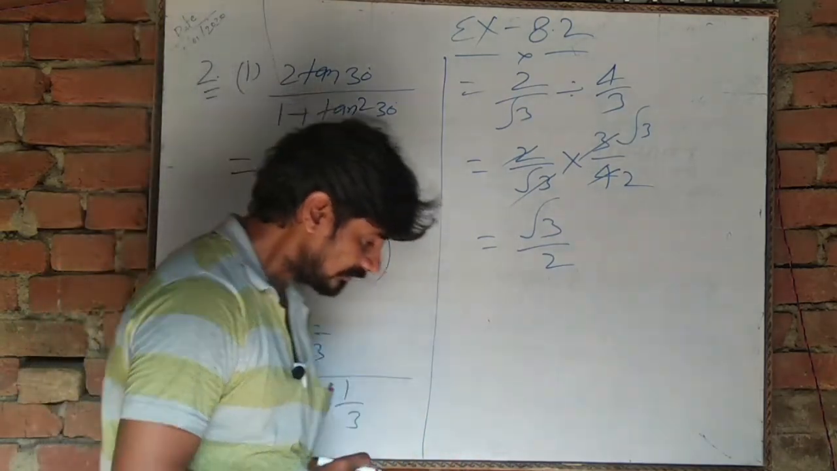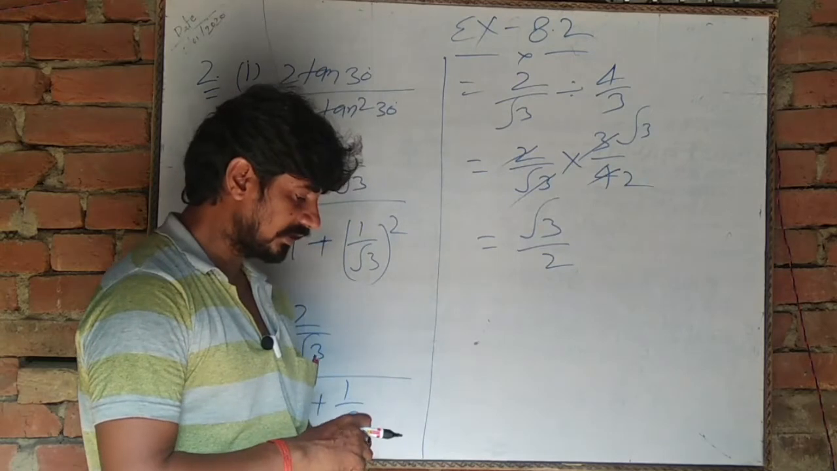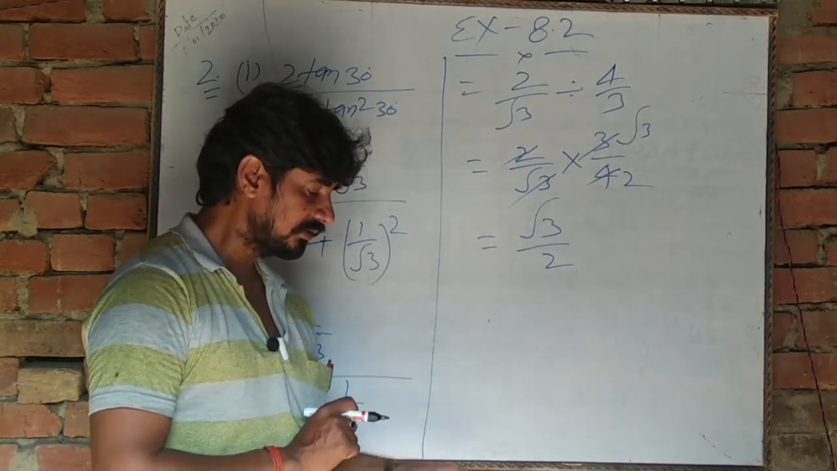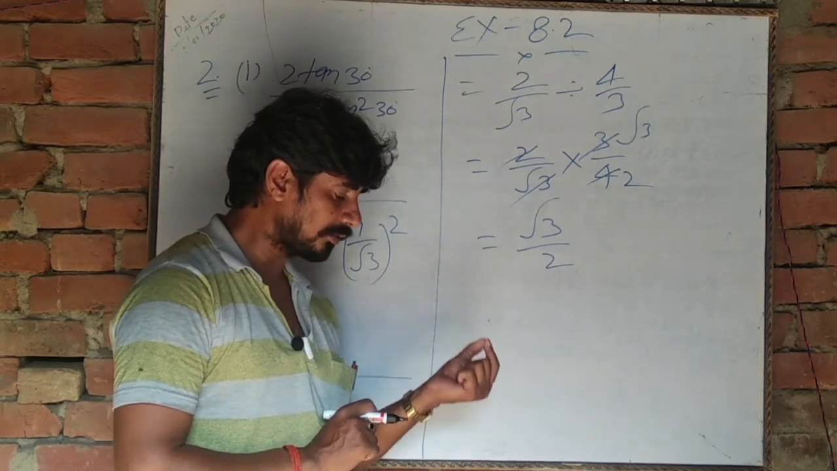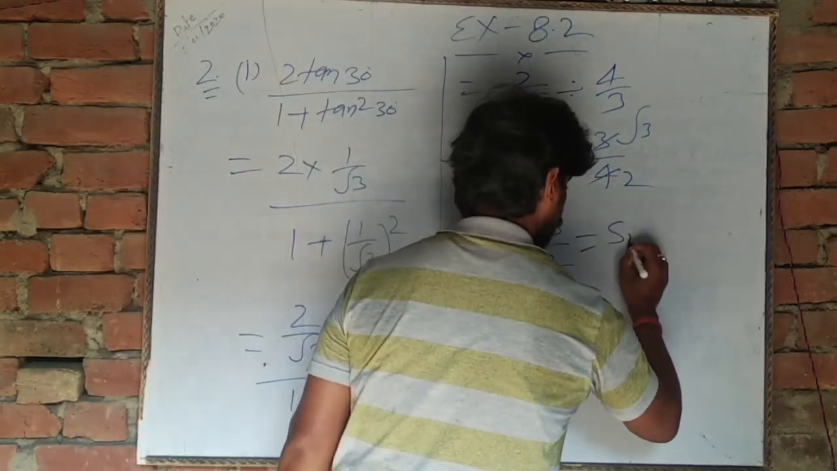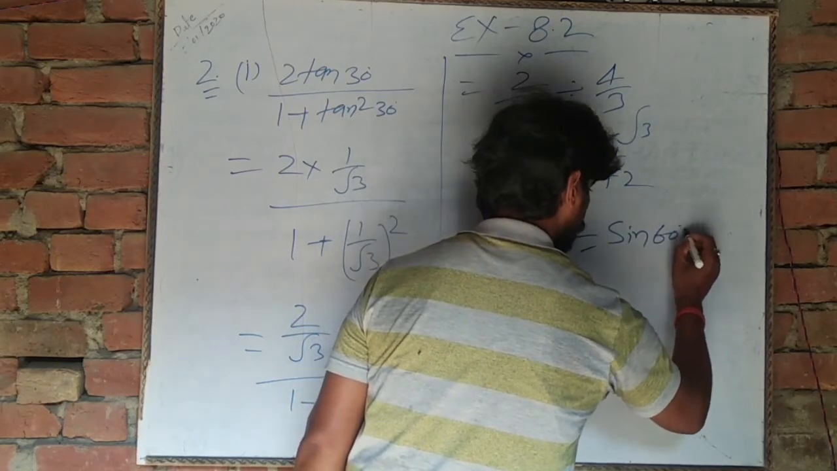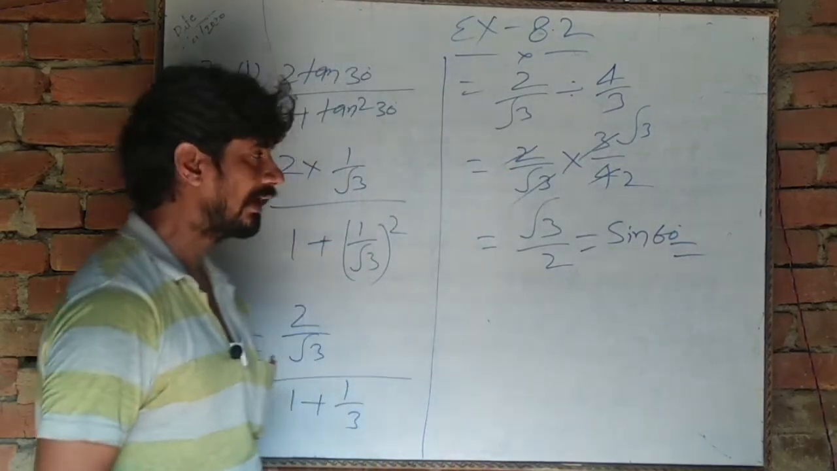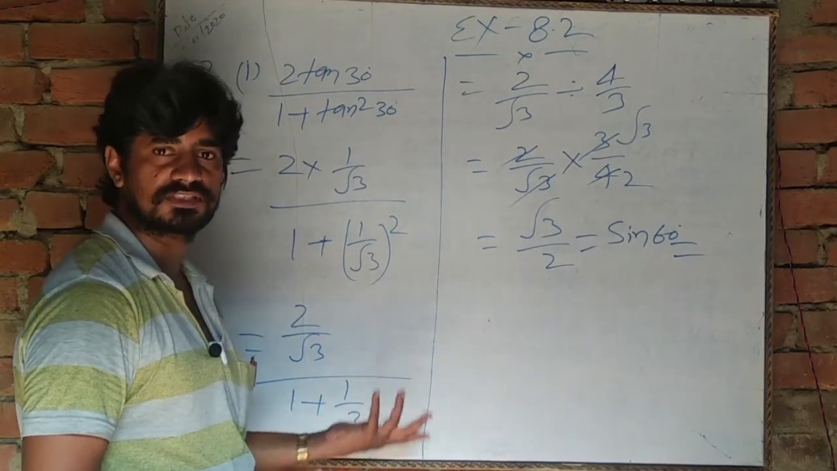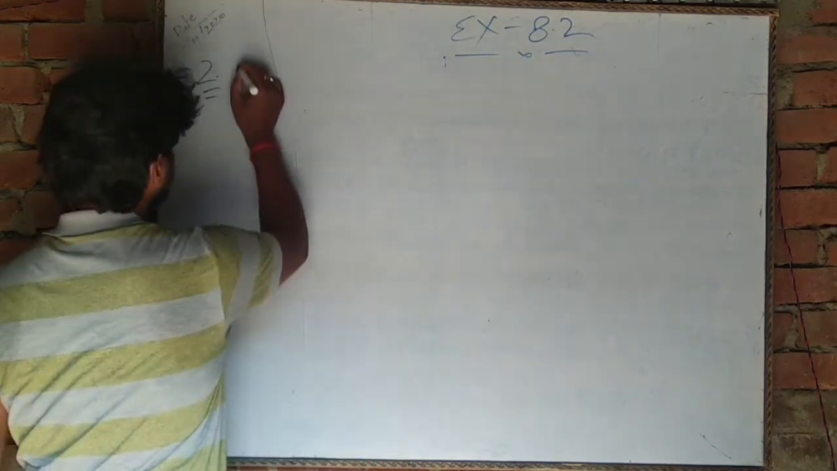We can write, but in the question sin 60 degree is given. That means we can choose option A, sin 60 degree. It's our answer, and this process is the process for justification.